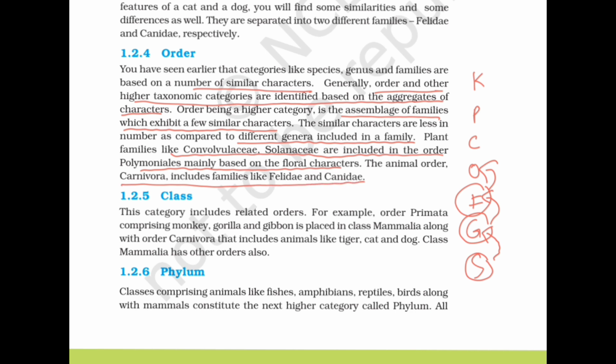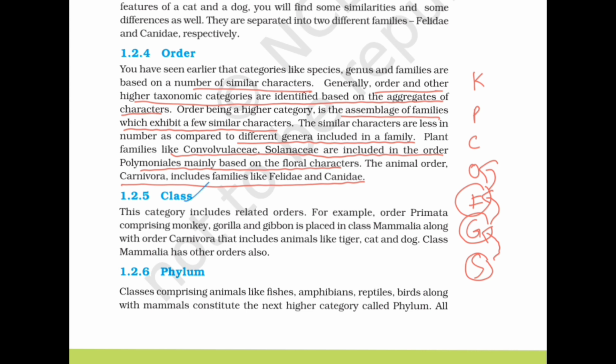See, Felidae contained which all? Felidae contained lion, tiger and cats, and Canidae contained dogs. That was what was given in the previous family. Okay. Now, what they are saying is that Felidae and Canidae come under the same order Carnivora. Okay. We go to the next one, that is class.